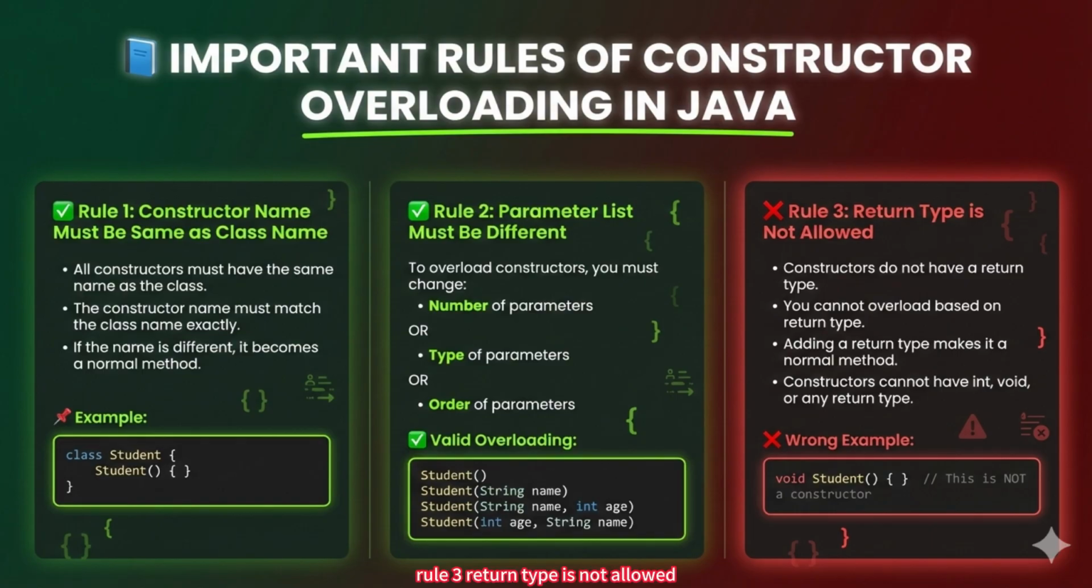Rule 3. Return type is not allowed. Constructors do not have a return type. You cannot overload constructors based on return type. If you write void Student, this is not a constructor. This becomes a method. Constructors cannot have int, void, or any return type.